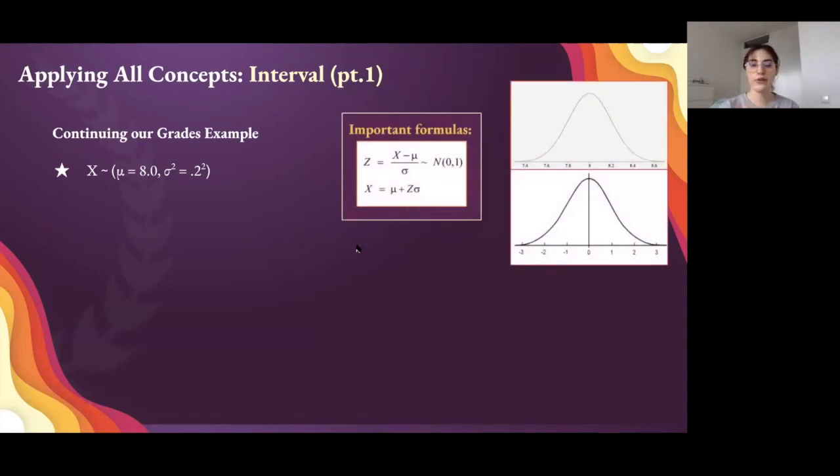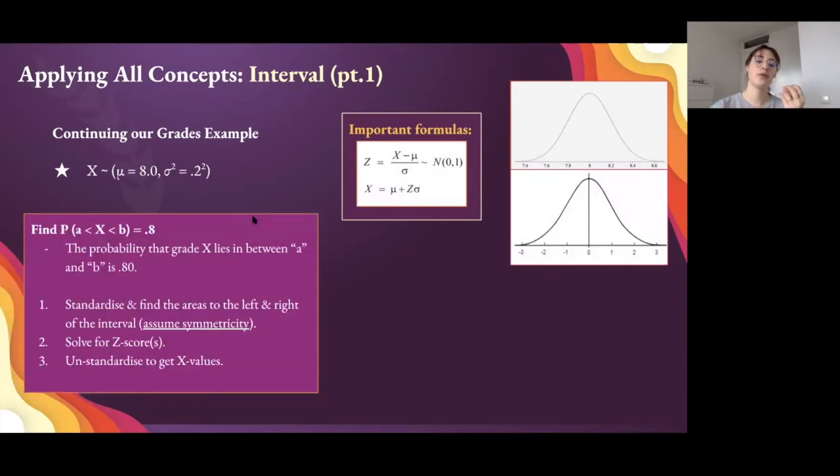Here are the curves, and then also the important formulas. And now we're going to find an interval, just like how we did a few slides ago, but now we are taking it a step further and putting it in terms of x as well. So we're trying to find the probability that x is between these two values that we don't know yet, a and b, is equal to 0.8.